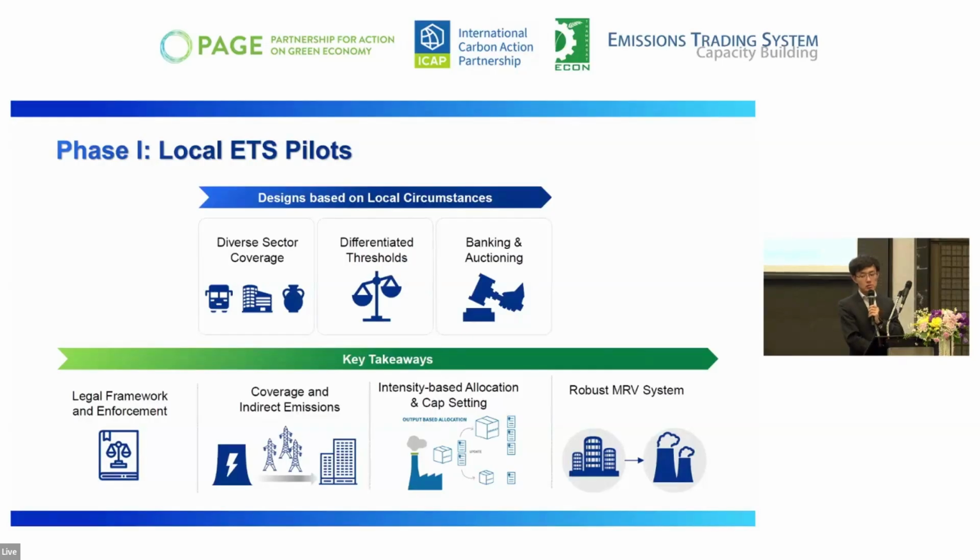So the local ETS, or the pilots in China, were 7 plus 1. The 7 original pilots were in Beijing, Tianjin, Chongqing, Hubei, Shenzhen, Guangdong, and Sichuan. Sorry, not Sichuan. I think that's already the 7. And those are the pilots, but each of them has its own characteristics.